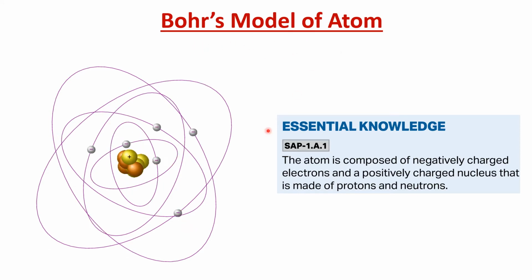According to this model, he said that there is a nucleus at the center of the atom, and this nucleus contains protons and neutrons, and around the nucleus the electrons are revolving in certain orbits. The nucleus, which has protons and neutrons, is positively charged and the electrons are negatively charged. So this gives the first essential knowledge of the topic: the atom is composed of negatively charged electrons and a positively charged nucleus that is made up of protons and neutrons.